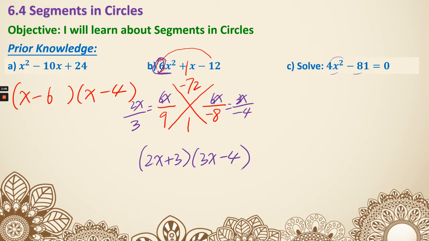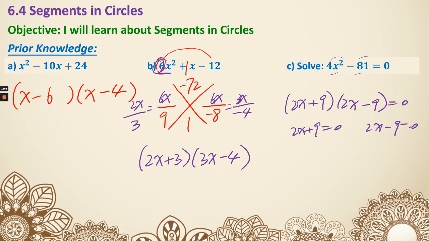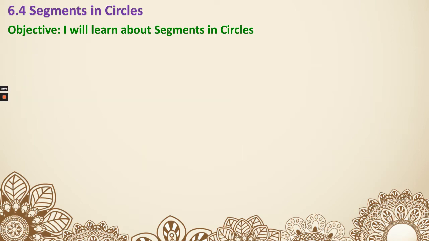C. These are both perfect squares, so we can just go right to the difference of perfect squares. 2x plus 9 and 2x minus 9 equals 0. And then we set each one to 0. And then we can solve to get the answer x equals -9 over 2 and x equals +9 over 2. And that is C.